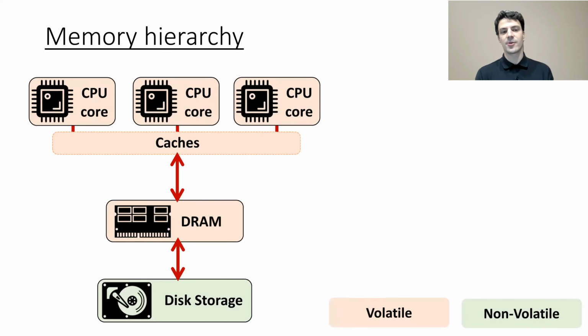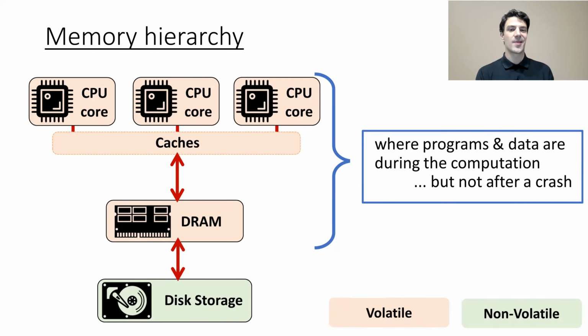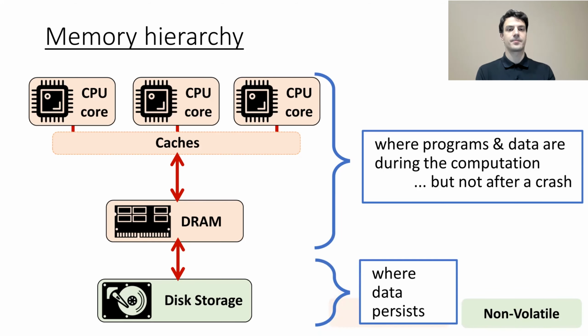And in the memory hierarchy, CPU registers, a hierarchy of caches, and random access memory are volatile. But that is also where programs and data basically live as long as the computation goes on, but not after a crash, because the state of volatile memory gets lost when that happens. To make sure data outlives crashes, programs can transfer data to disk storage, which is non-volatile. So that is where data will persist.